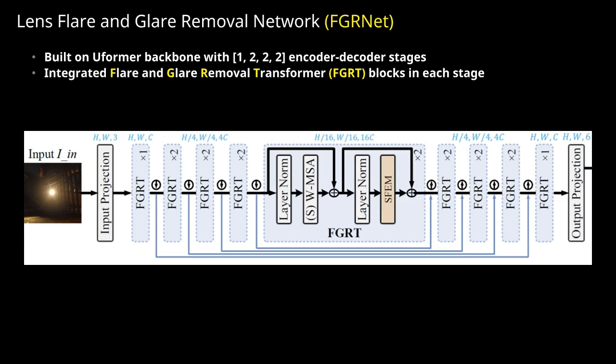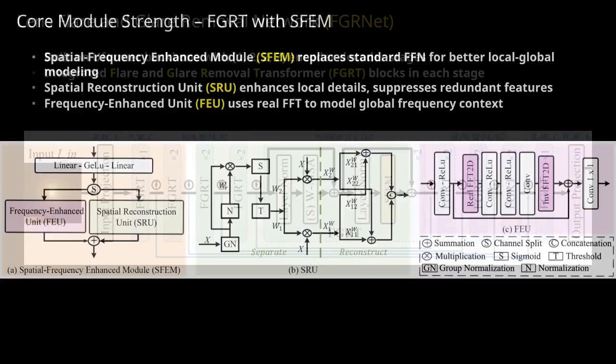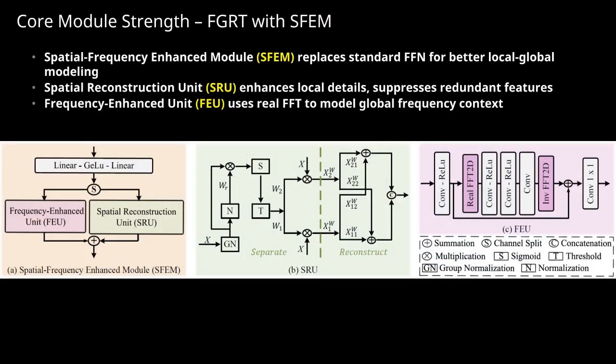Each stage integrates flare and glare removal transformer blocks that combine spatial and frequency domain learning. This design enhances both local detail and global context understanding. The SFEM replaces the standard feed-forward network with a dual-branch design. The spatial reconstruction unit refines local details by separating informative features, while the frequency-enhanced unit captures global frequency information using real FFT. Their spatial and frequency fusion improves effective artifact removal.